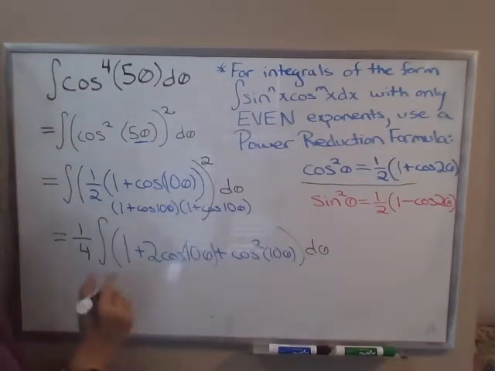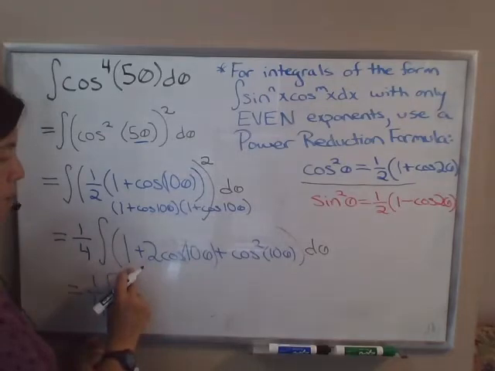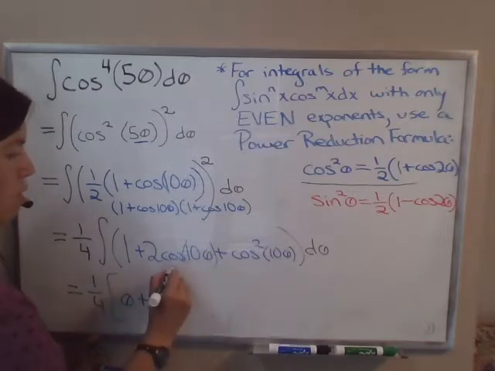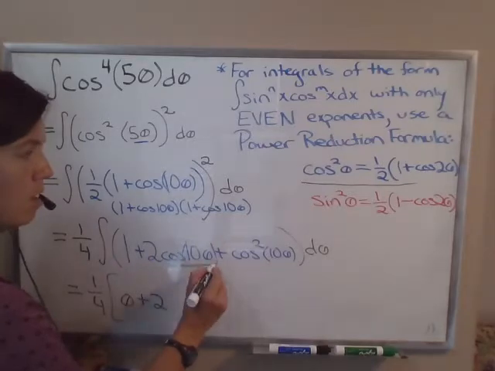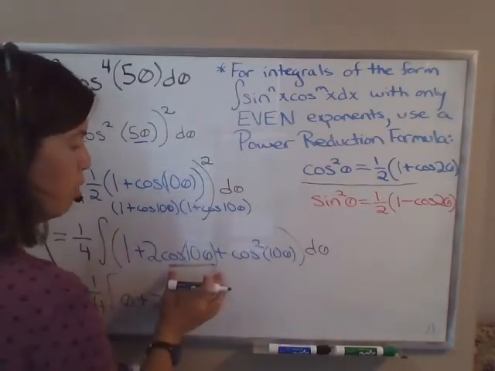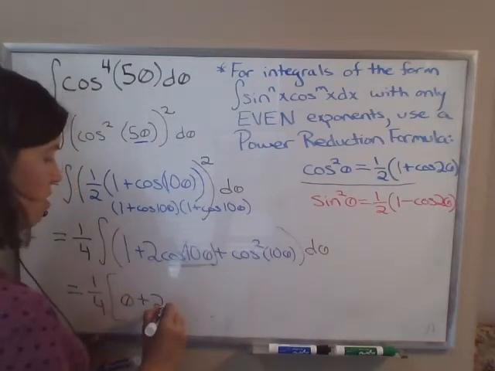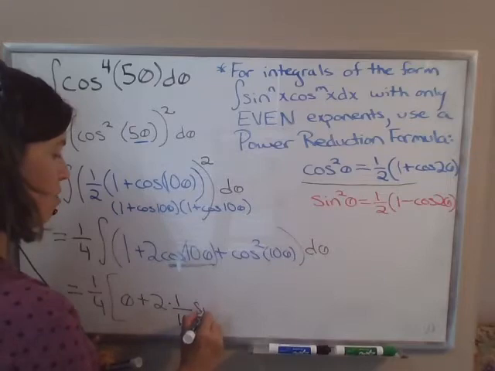At this point, you could start integrating, because we could go ahead and integrate 1 by itself with respect to theta, that's going to be theta. Plus 2 times, you could also go ahead and integrate cosine of 10 theta. I gave you a rule for that. The integral of cosine of kx is 1 over k times sine of kx. So in this case, that's 1 over 10 times sine of 10 theta.